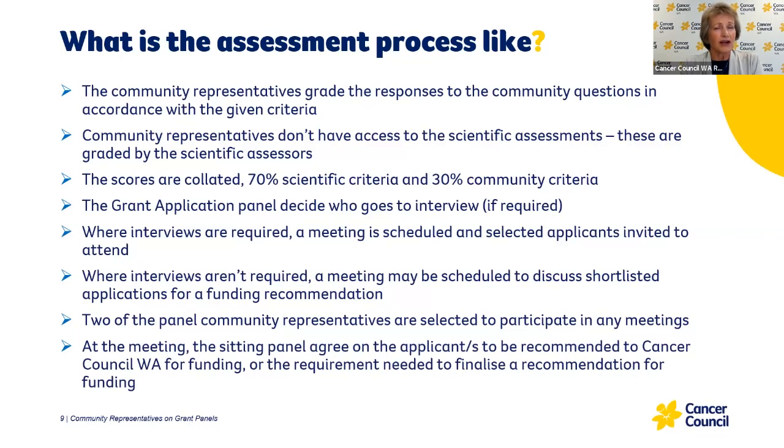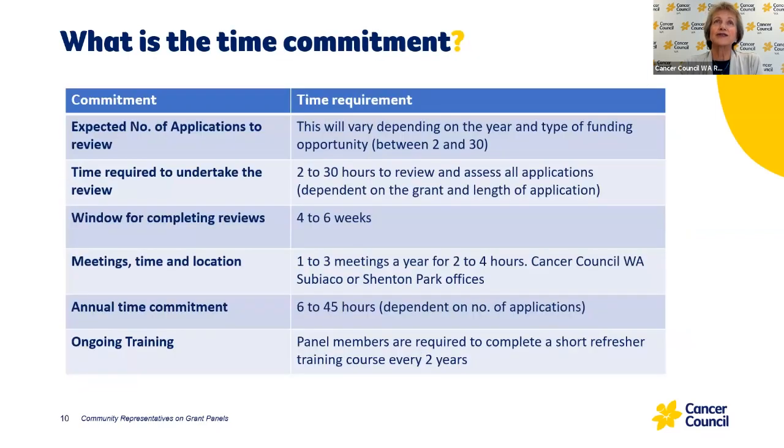So this all sounds like quite a lot of work. Let me give you some idea of the time commitment. Depending on which committee you end up on, the expected number of applications that you would review in a year would be anywhere between 2 and 30. This will take you between 2 and 30 hours to review and assess them all, depending on the grant. You've got a period of 4 to 6 weeks in which to do this, and you do it at home and in your own time.